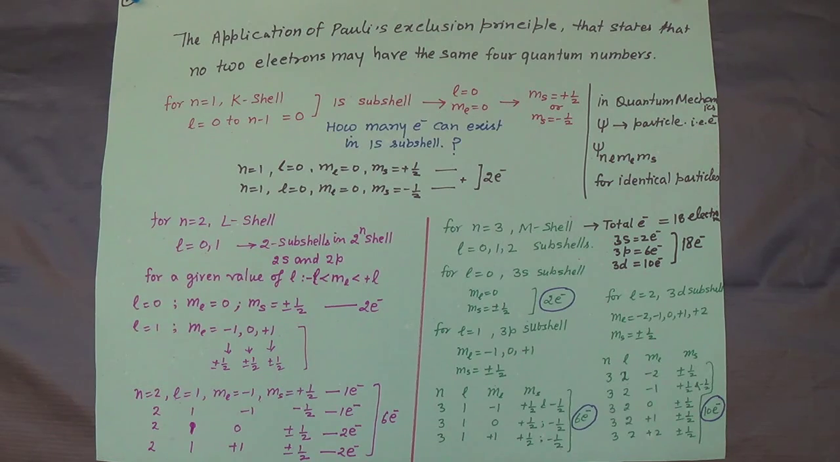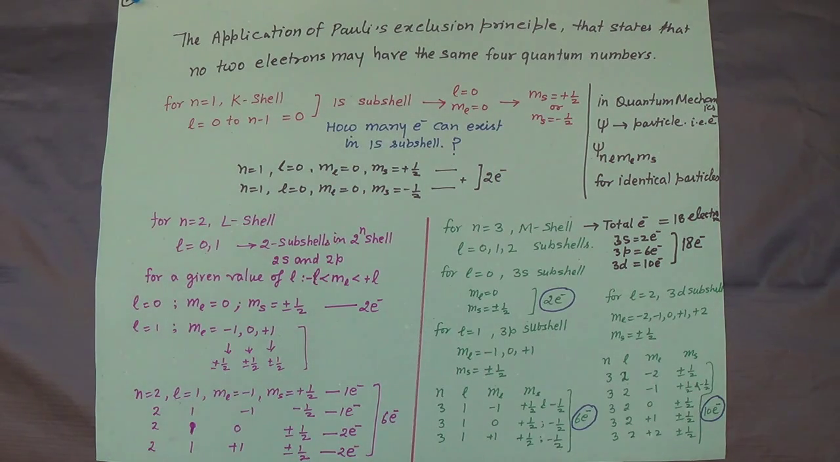Right, L is equal to 0, that is the s orbital. ml will be equal to 0 and ms will be plus 1/2 and minus 1/2. There are two possibilities for the two electrons in the s orbital. One is with spin up and second is with spin down. So how many electrons correspond to the L is equal to 0 orbital? 2 electrons. Right, you have seen that calculation.